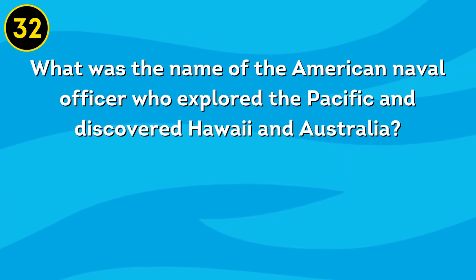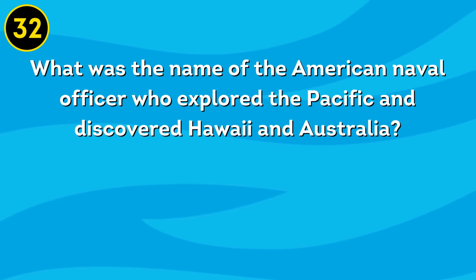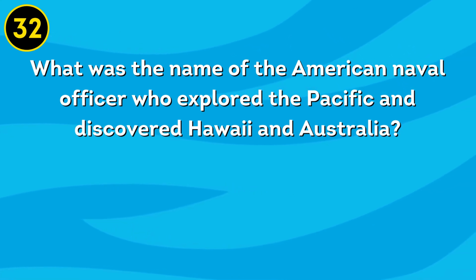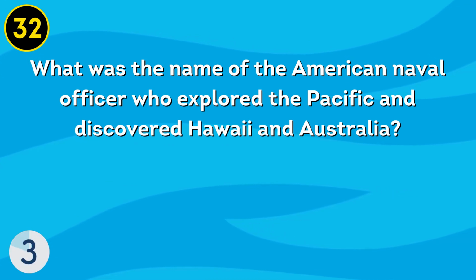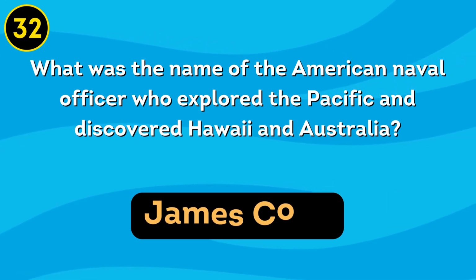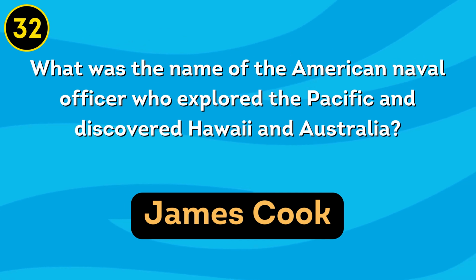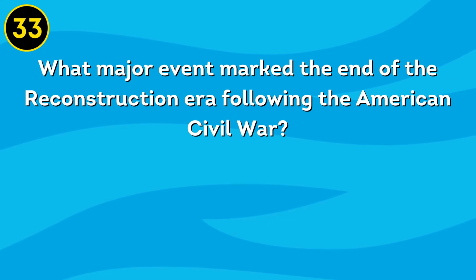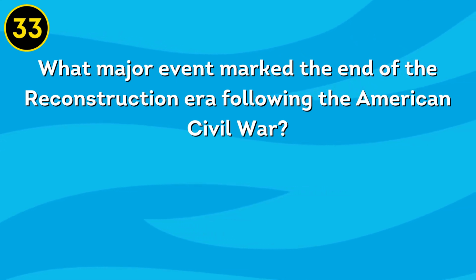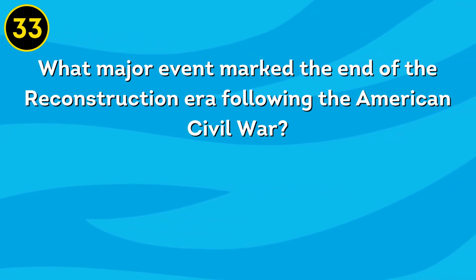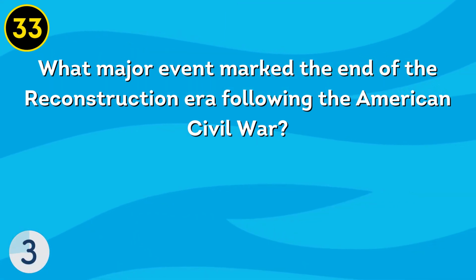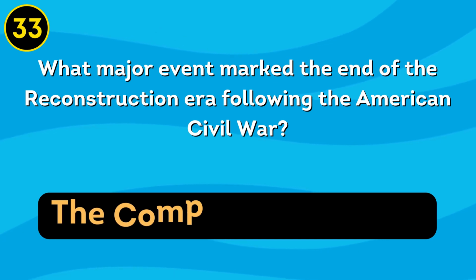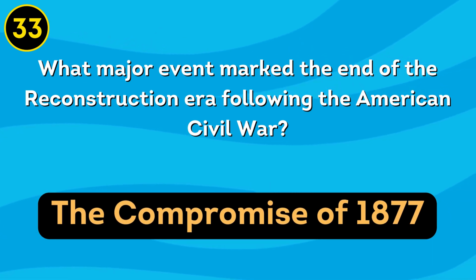What was the name of the American naval officer who explored the Pacific and discovered Hawaii and Australia? James Cook. What major event marked the end of the Reconstruction era following the American Civil War? The Compromise of 1877.